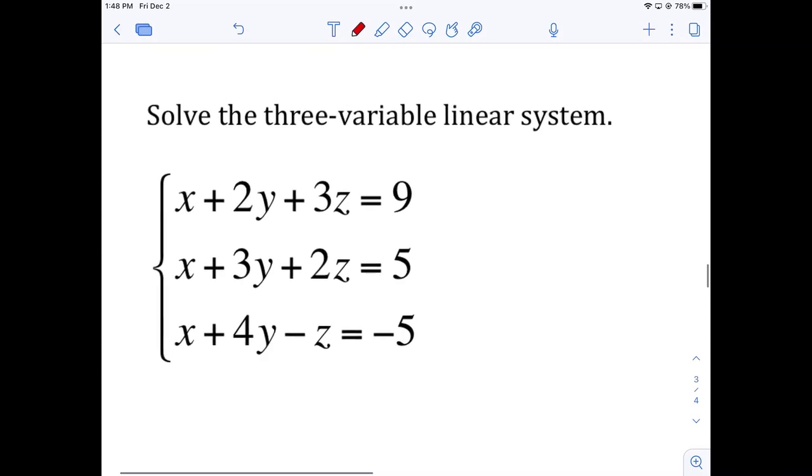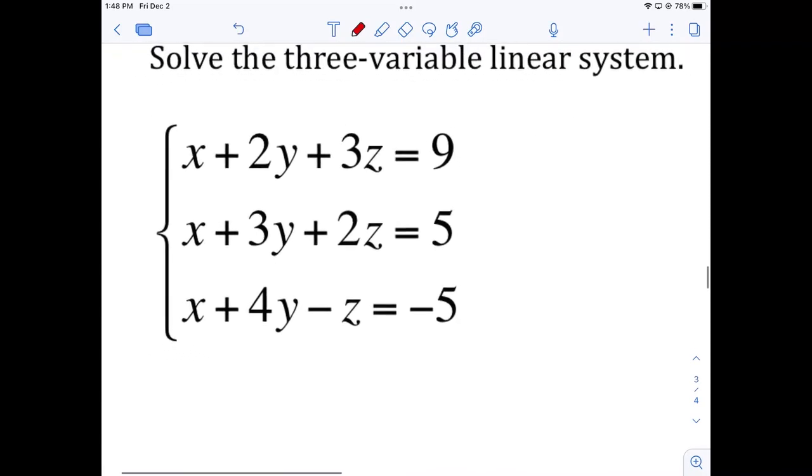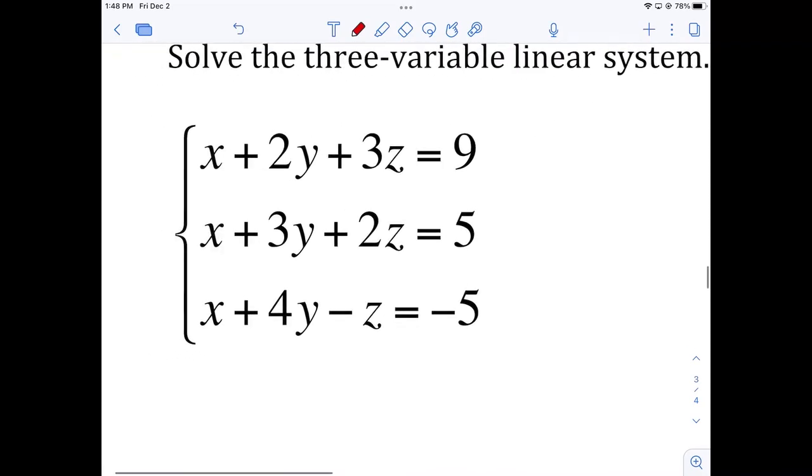Let's try it out. Solve the three variable linear system. Step 1, to help yourself stay organized, we're going to label these three equations 1, 2, and 3.